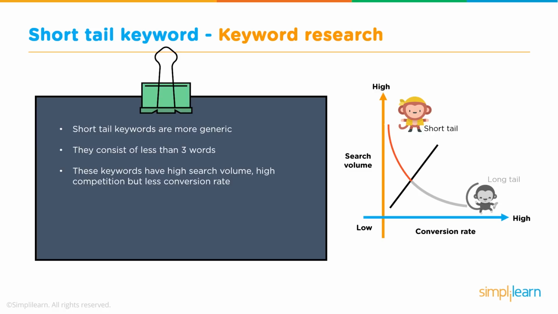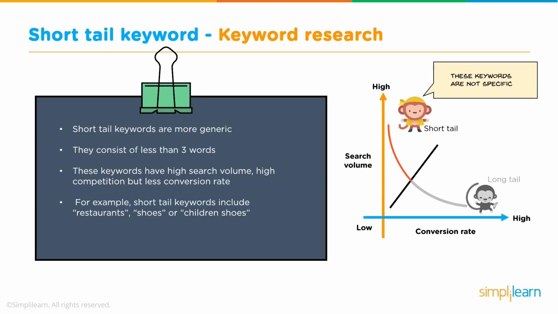And because it's so generic, if you do get the traffic for that generic keyword, then the chances of conversion are going to be lower than, say, if it's a more specific, relevant keyword. So let's take an example of a short-tail keyword. Let's just stick with Italian restaurants.